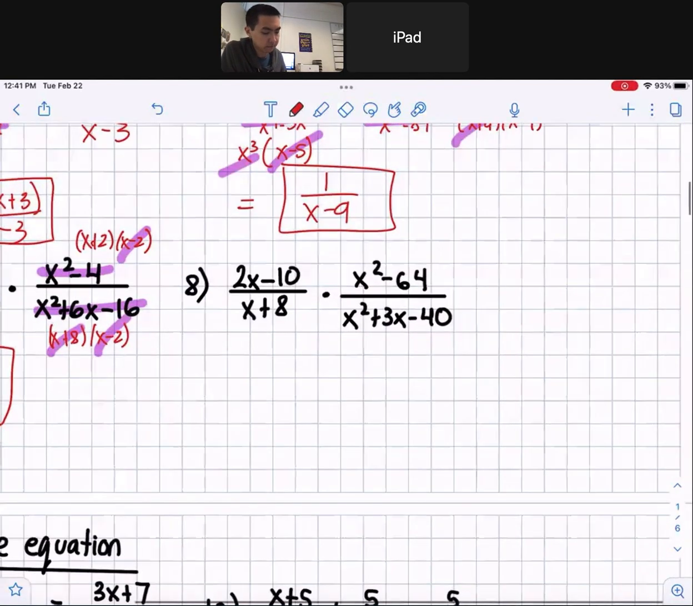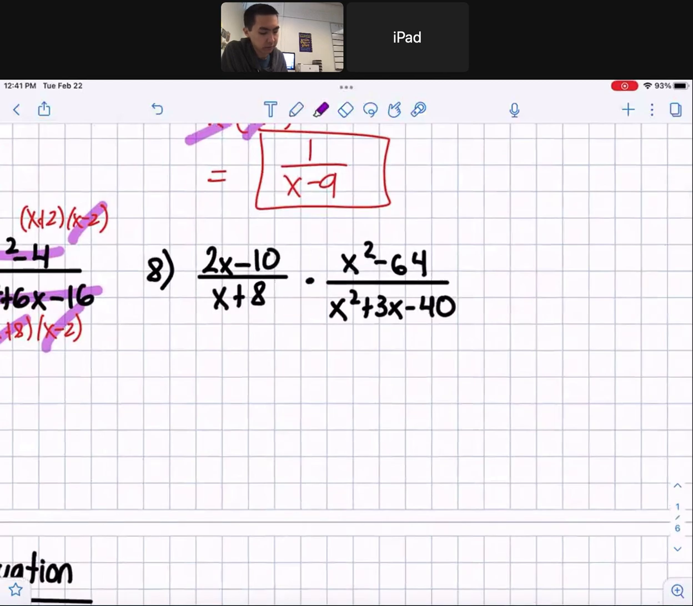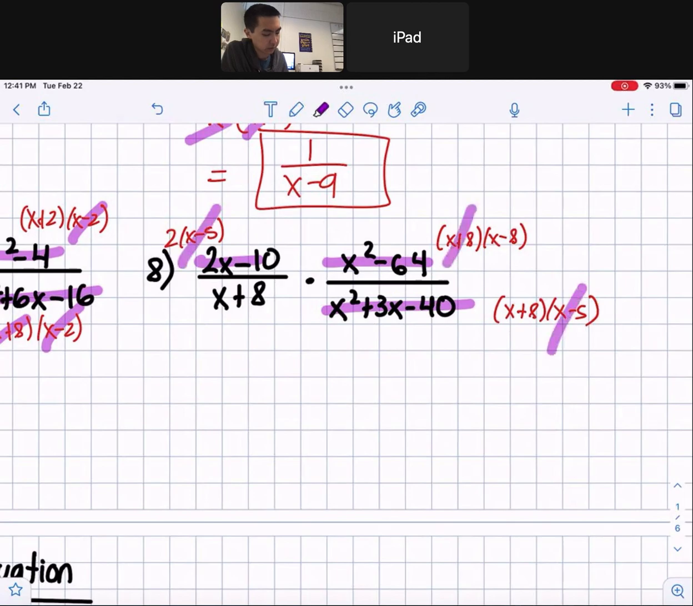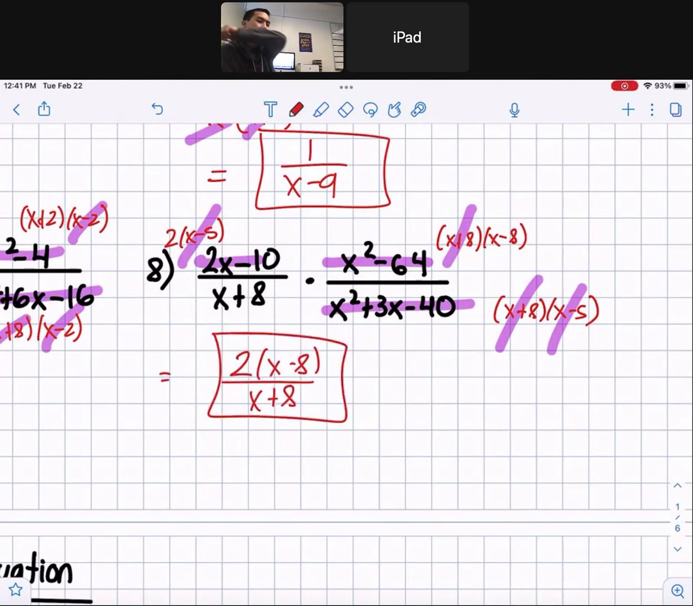Number 8. Again, multiplication, so we just leave it, and now let's factor. All of these ones I highlighted can factor. You can factor out a 2 from there. You can do this by difference of squares factoring, so x plus 8 times x minus 8. And this one, you guys, x plus 8 times x minus 5. And then cancel. The x minus 5's cancel, the x plus 8's cancel, so all you guys have left is 2 on the top with x minus 8 all over x plus 8.